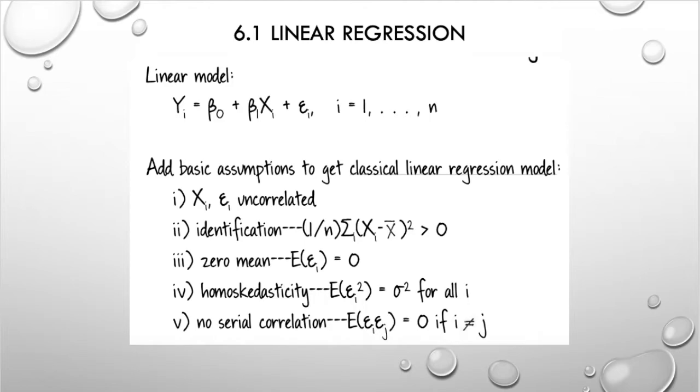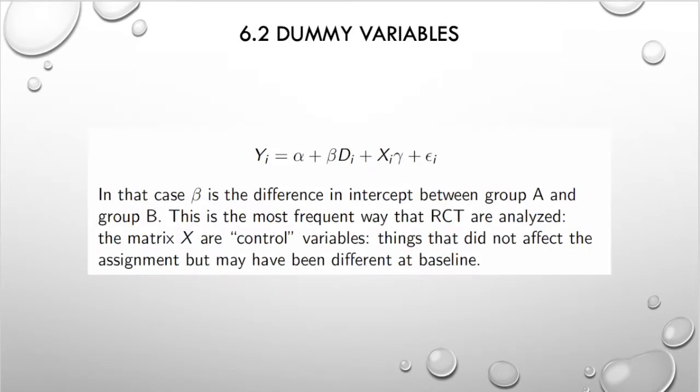Sometimes those assumptions are violated, then we have to construct a different kind of linear regression model for it. Dummy variables can be used when you estimate the difference between the treatment and the control group for randomized control trials using this kind of regression framework.